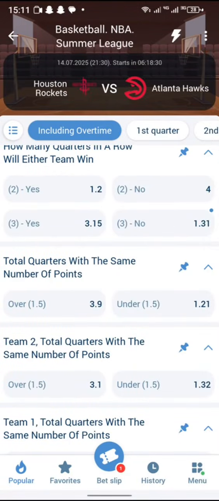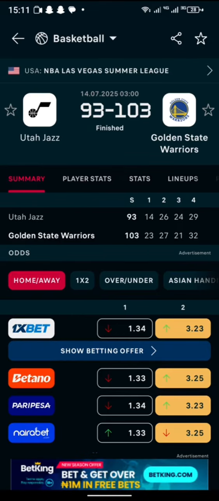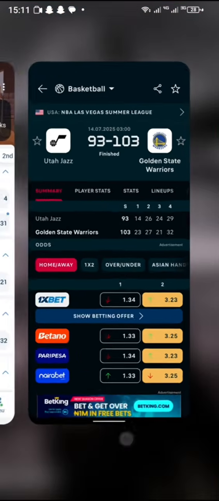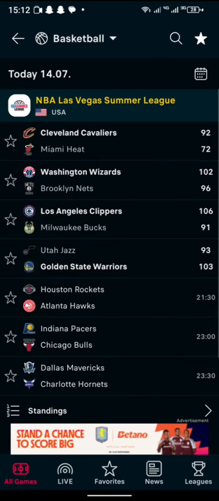So if you are choosing under 1.5, you see that as we checked 2 matches here, none of them ended with the same points. You will win for the under 1.5. So that's what I love about this option, because basketball is a sport where points are always overflowing. So the probability of 2 quarters having the same points is very, very low. Even if it will happen, let me say for instance, how many matches do we have here? 1 2 3 4 5 6 7. In these 7 matches, I can tell you that even if it will happen, it will be only one match.